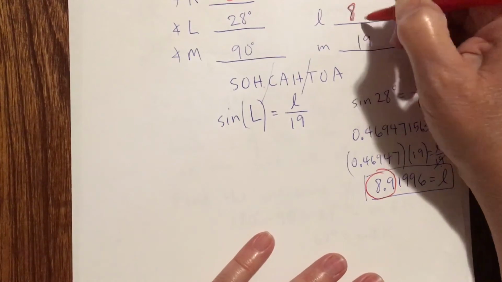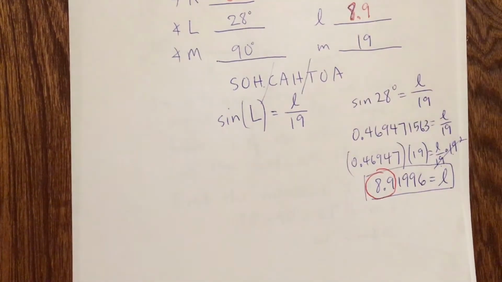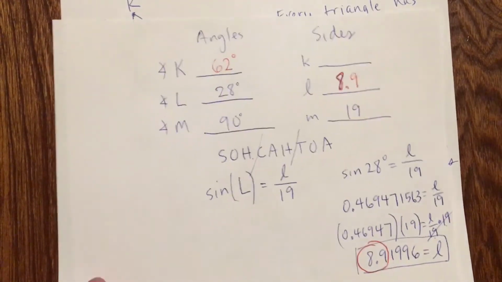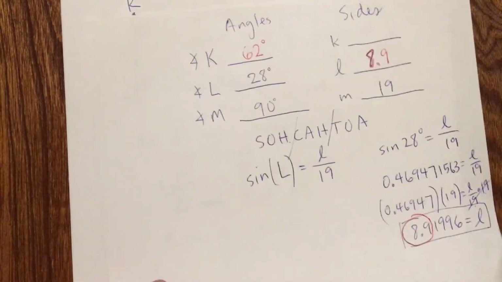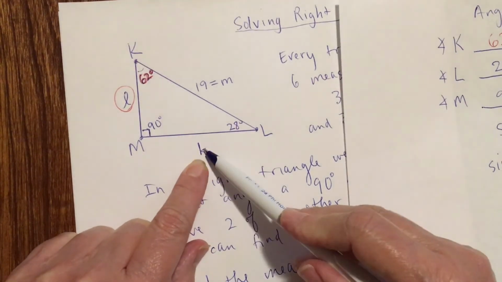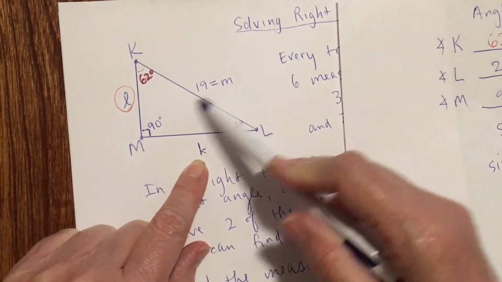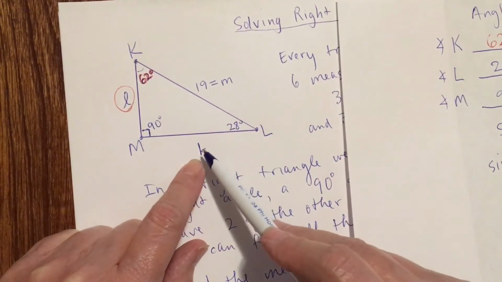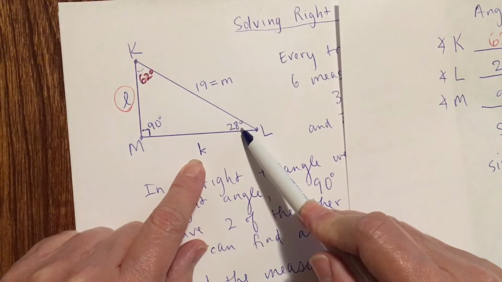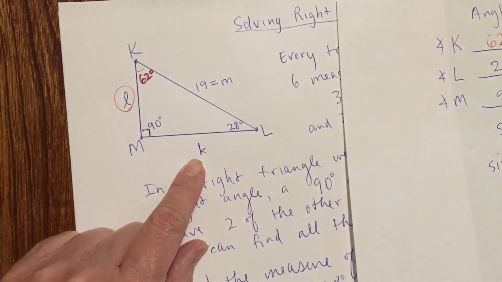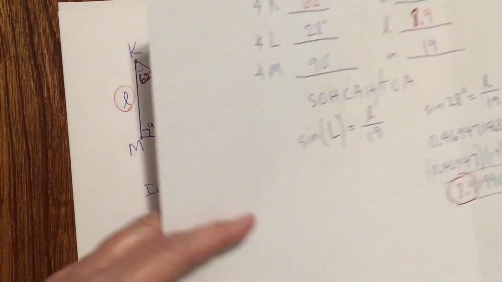I'll try to stick with my red pen for that. I need to find K. If I'm solving the triangle, I need to find all the parts, and I'm only missing K at this point. Look back at the triangle, and I have K, and I have 19 right here. Well, I also have L at this point, so I have a lot of options. But K is next to the 28 degrees. It's adjacent. 19 is the hypotenuse. Adjacent, hypotenuse. Oh, I'm going to use cosine.